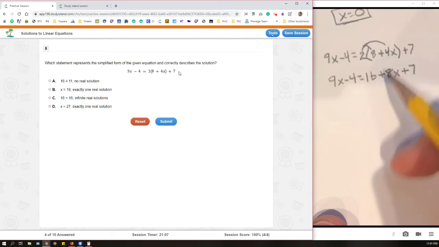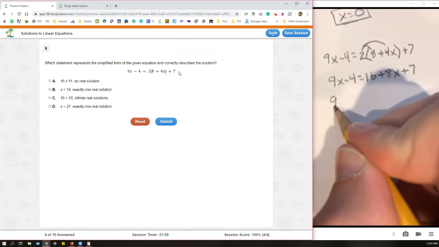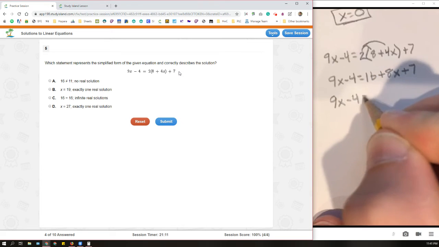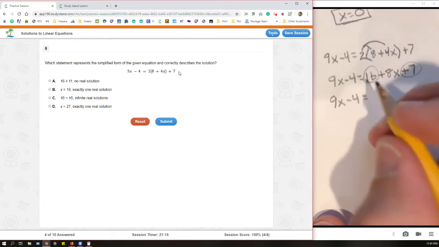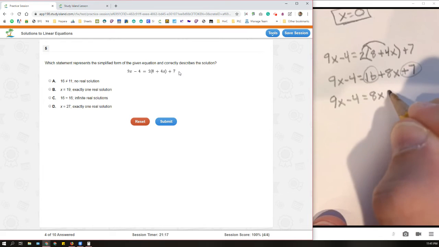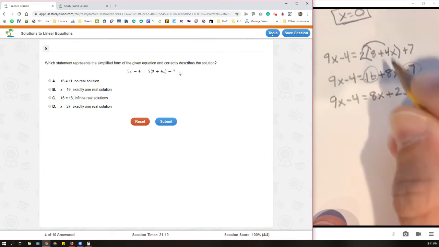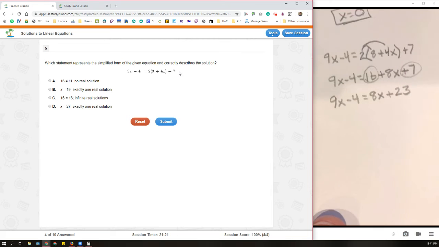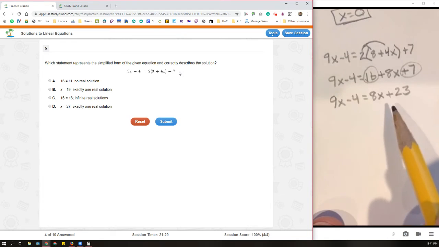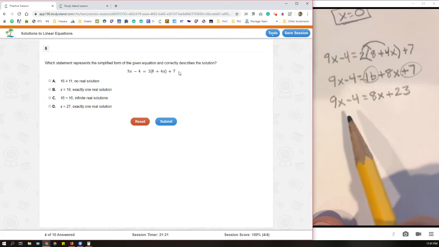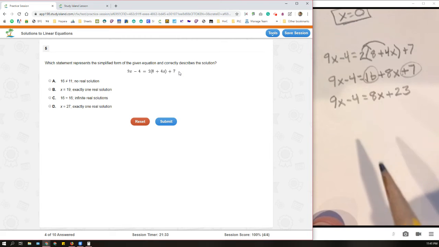Now I can simplify the right side a little further, so I'm going to write 9x minus 4 again, equals, and then 16 plus 7 is 23. So this is 8x plus 23. If I wanted to write 23 plus 8x, that would be the same thing. Now right away, are there the same number of x's on both sides here? No, on the left side we have 9x's, and on the right side we only have 8x's. So we are going to get one solution here.